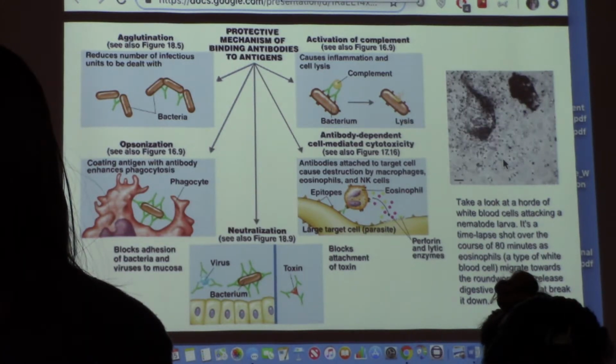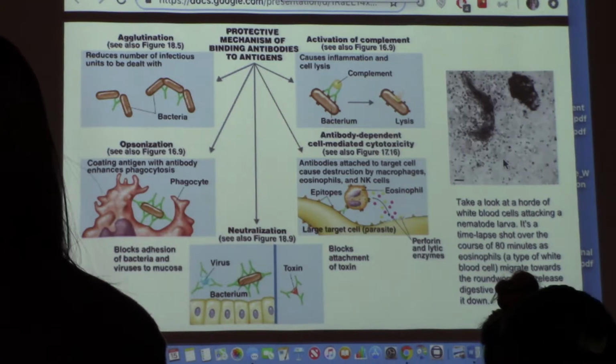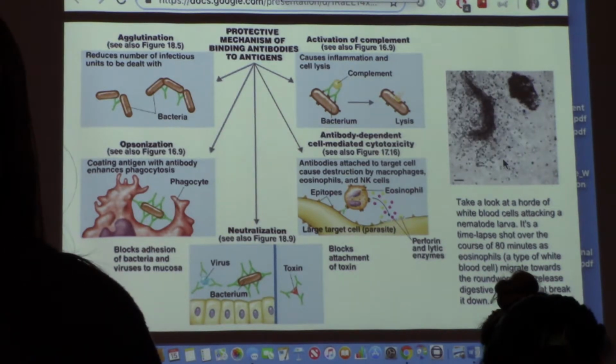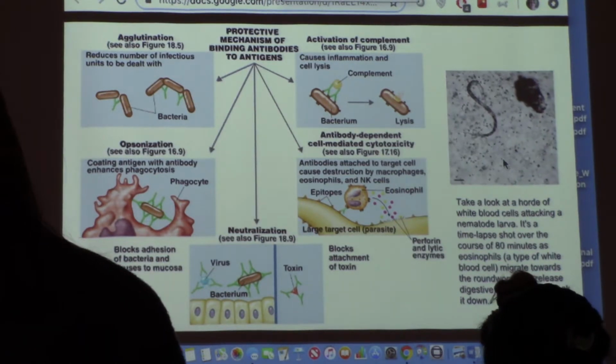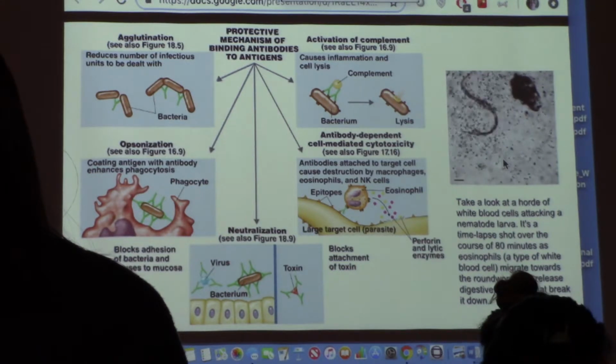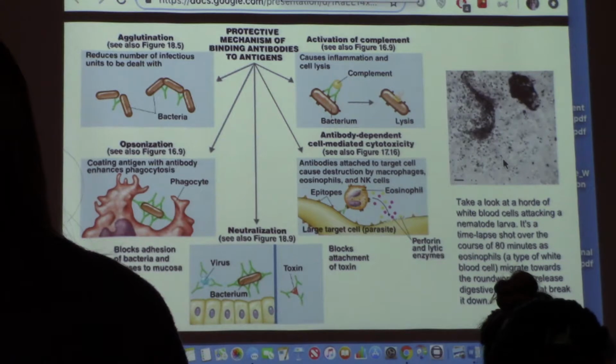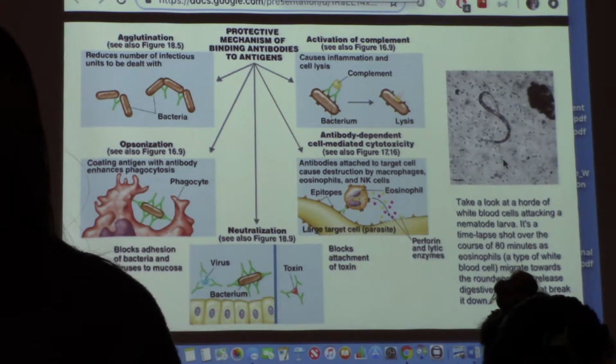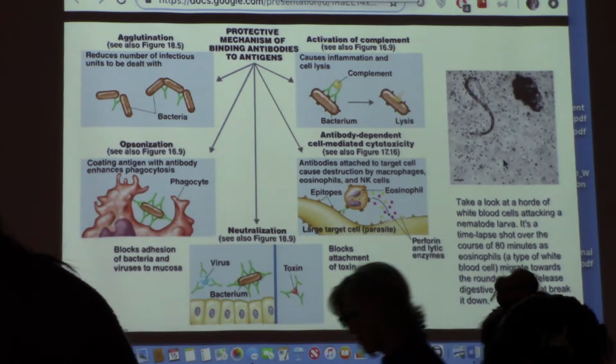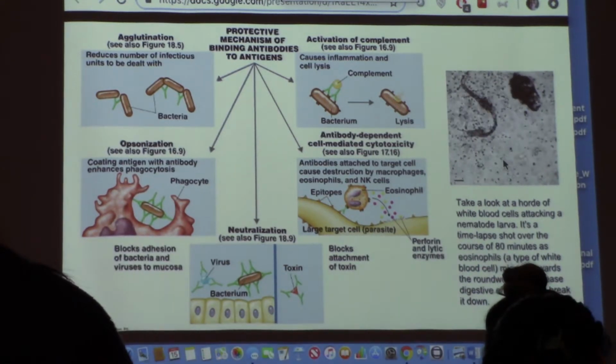Antibody-dependent cell-mediated cytotoxicity. So if you ever wondered how your body can kill a big worm with just cells, this is how. There's strength in numbers, right? Plus, remember, these cells are releasing these nasty chemicals. So that worm, it kind of looks like it's going to lose that battle to me. All right. So these are the mechanisms.